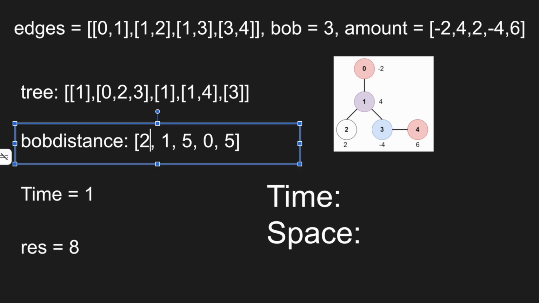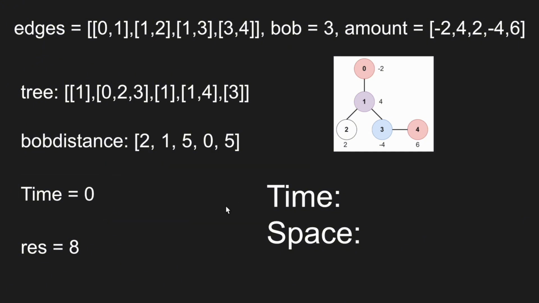So edit the time it takes Bob and back to node 0. So time is 0. 0 is less than 2. So we do the full price, subtract 2 to 8. So the result is 6, and that would be what we return.